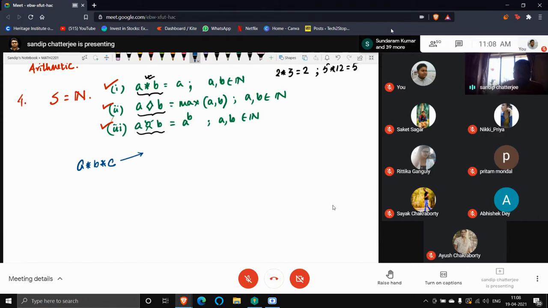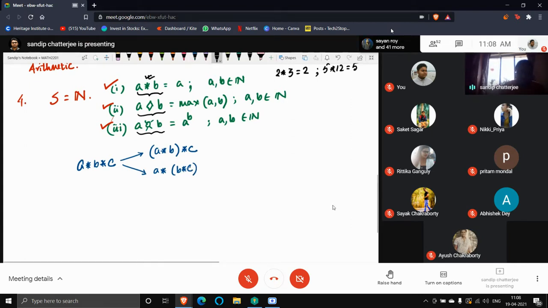One, as per the definition, we know what the result will be when two elements are operated. So I can think of this operation as (A star B) star C, or I can think of the operation as A star (B star C). Let us see what happens in each of these three examples.